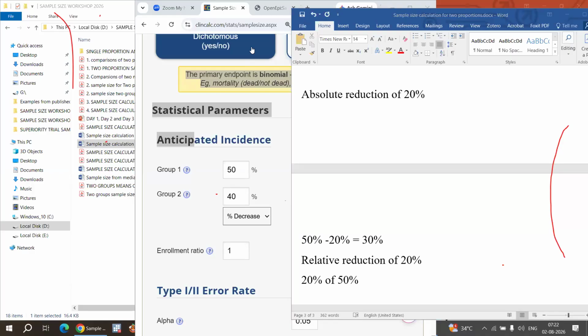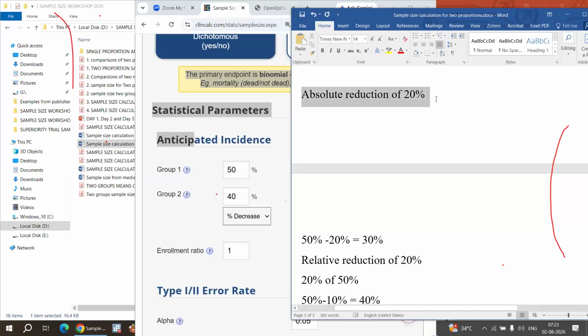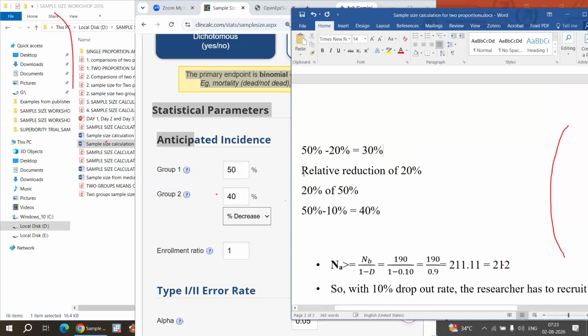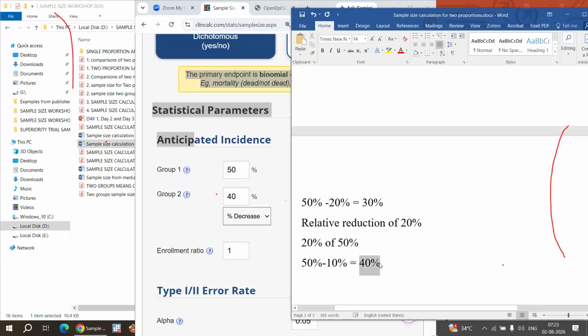10, very good, 10. Okay, very good. So what we have to do? We have to write down here 50% minus 10%. So it will be 40%. So if you are taking absolute reduction of 20%, the result is 30%. And if you are taking relative reduction of 20%, the result will be 40%. So this is the difference between relative reduction and absolute reduction.